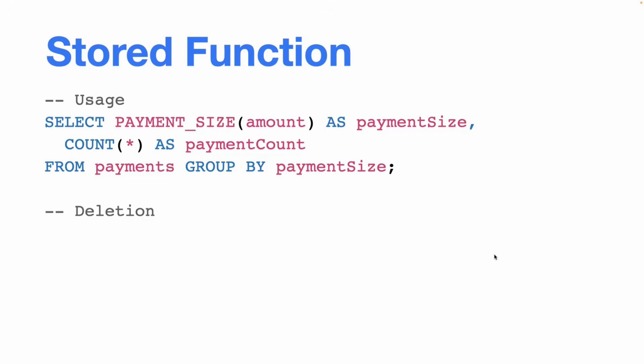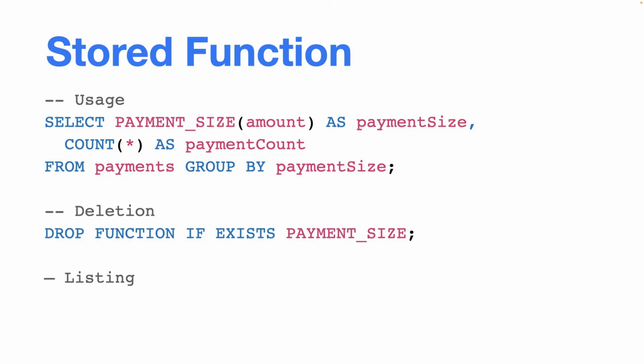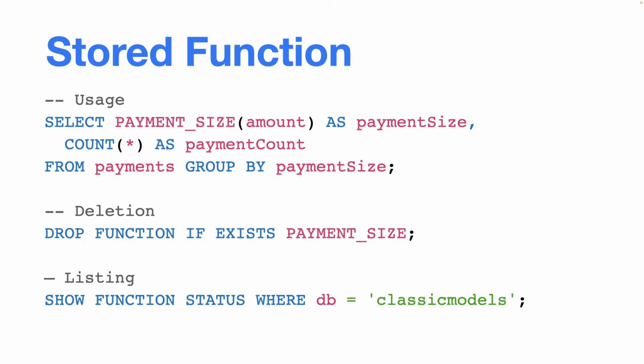Very straightforward. To delete a function, and if you want to update a function, you'll first have to delete it, you call drop function. So drop function if exists payment size, and that's going to remove the function. Then to list the functions available in your database, you say show function status where database equals database name. So that's all about stored functions.